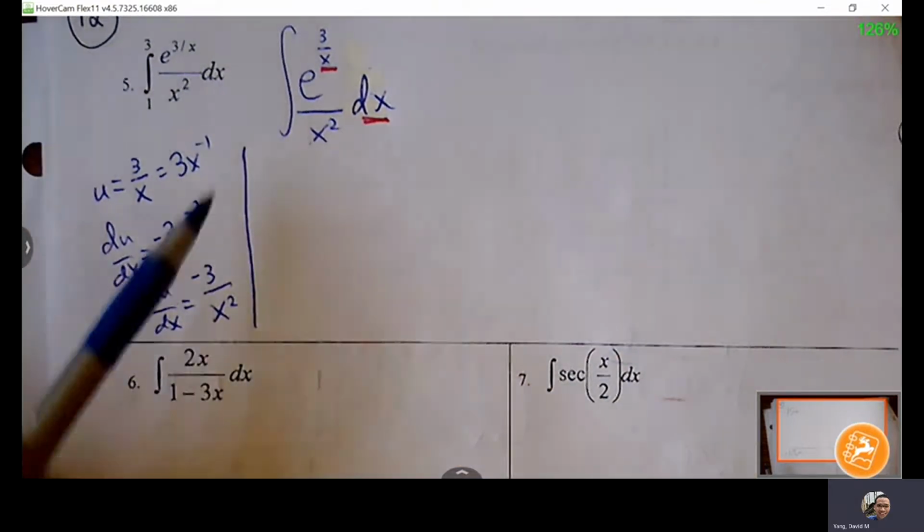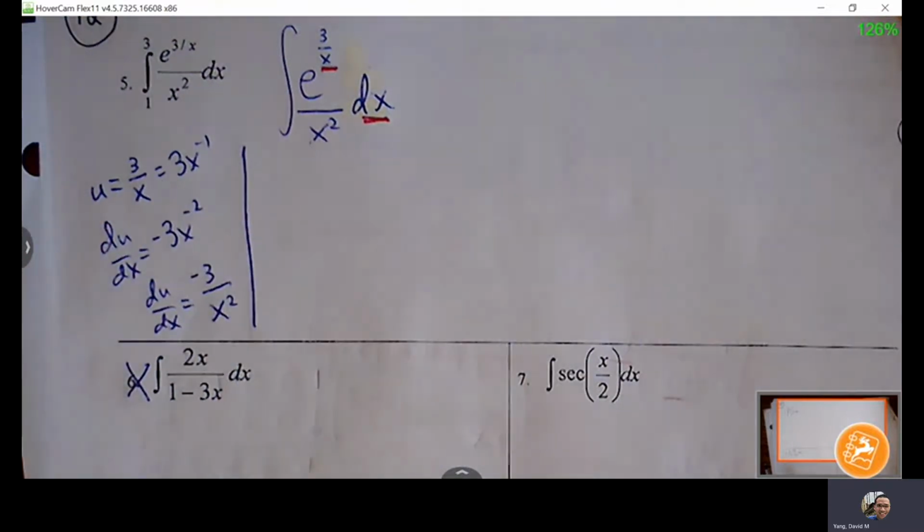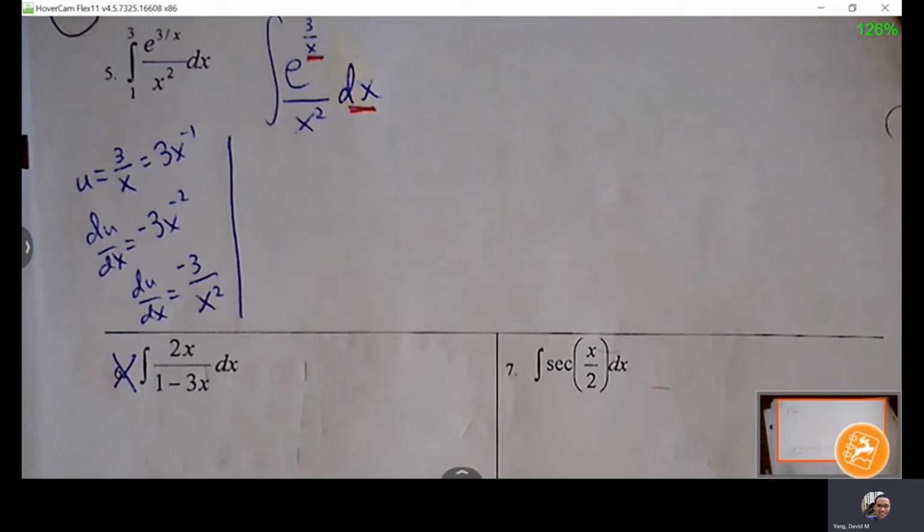Okay, so you guys can finish that problem a little bit later. Let's not worry about number 6. Number 6 is kind of a change of variable problem, which I won't put on the quiz.